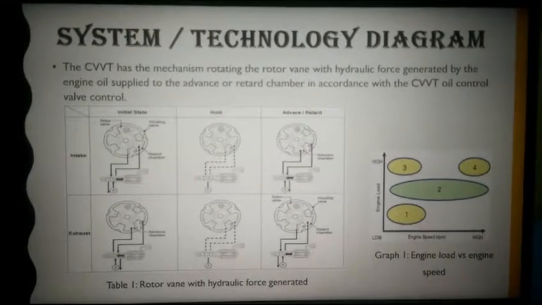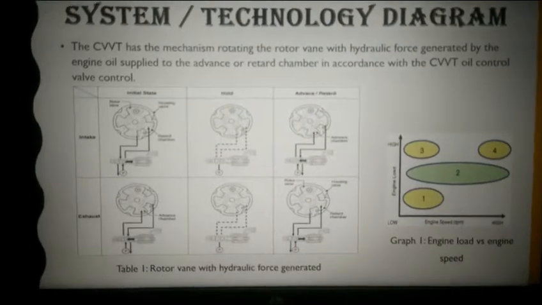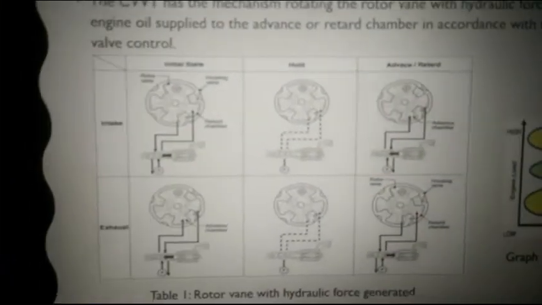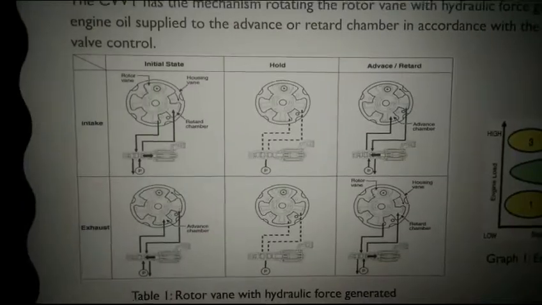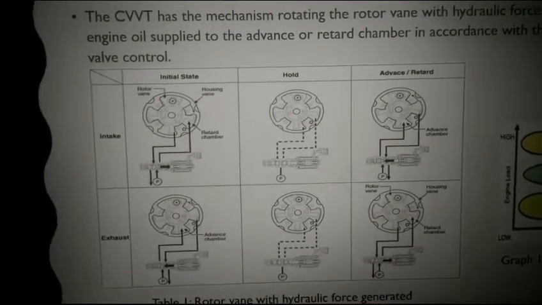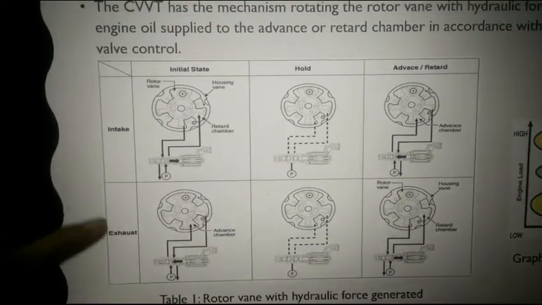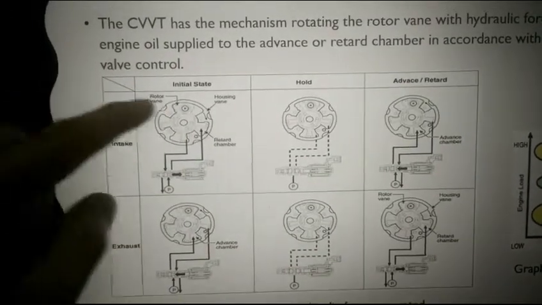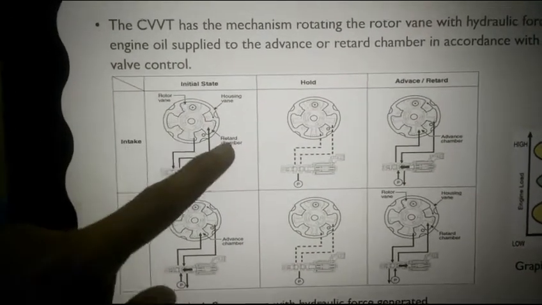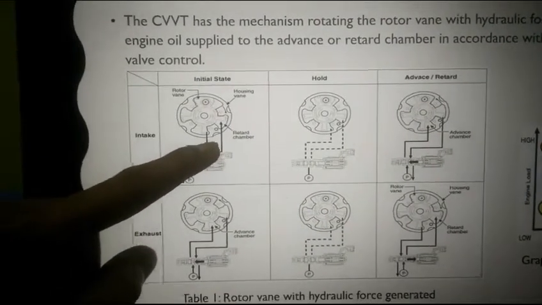Today I want to talk about the CVVT operation system. I will continue with the system and technology diagram for the CVVT. As we can see, there are three conditions: initial state, hold state, and advance or retard. It happens in the intake and the exhaust. This is the housing vane, the rotor vane inside it, and the retard chamber. The arrow refers to the hydraulic fluid.